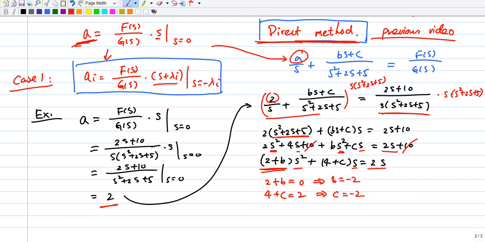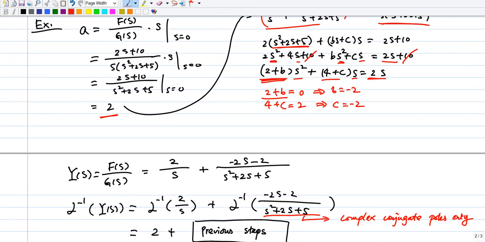Which means this coefficient must be 0, because I don't have an s squared term on the right hand side. So 2 plus B has to be equal to 0. So B is negative 2. And 4 plus C has to be equal to 2. So I get C is also negative 2. In other words, I have Y(s) equal to F(s)/G(s), which is 2 over s plus (minus 2s minus 2) divided by s squared plus 2s plus 5.